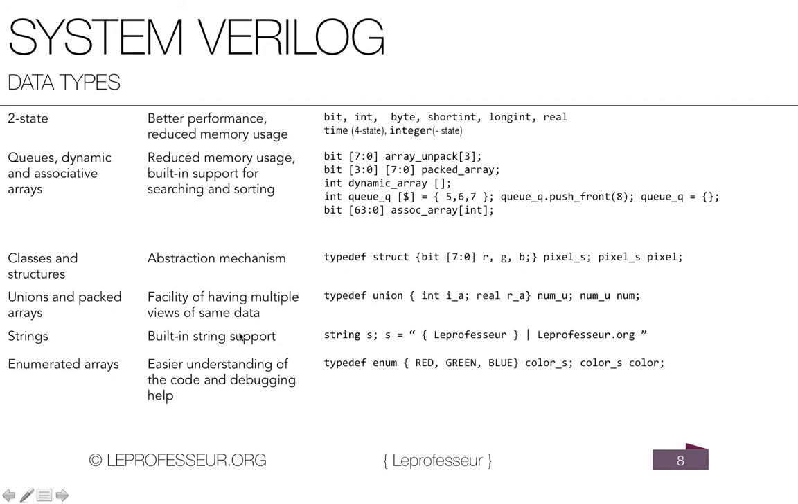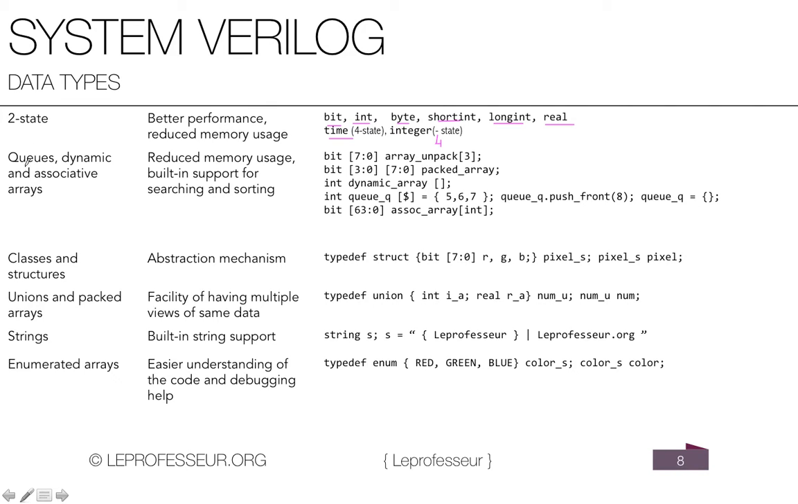So SystemVerilog offers different kinds of data types. Two states. Two states means 0 and 1, right? These will have less memory requirement, better performance, reduced memory, say bit, integer, int. So it has two kinds of integers, one is int and one is integer. Integer is actually 4 state, int is 2 state, byte is 2 state, short int is 2 state, long int, real, okay. Time is 4 state, okay. 4 state will need more memory.